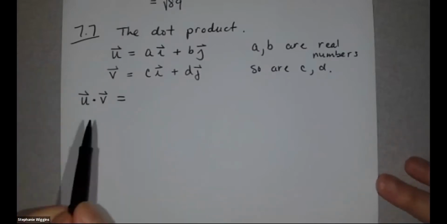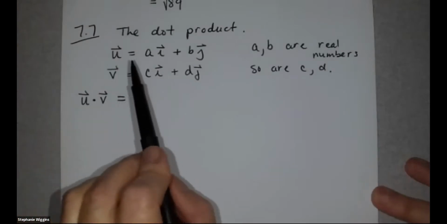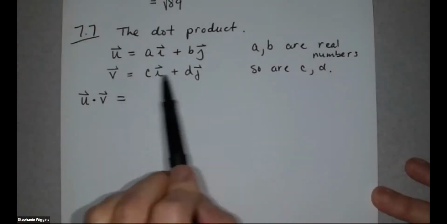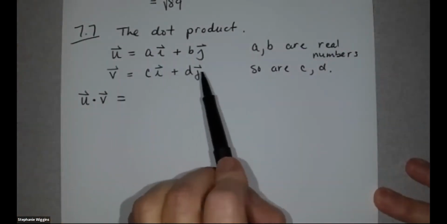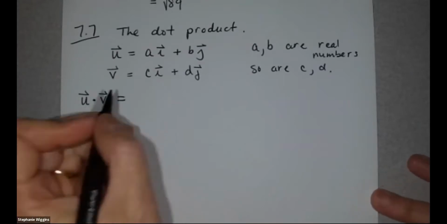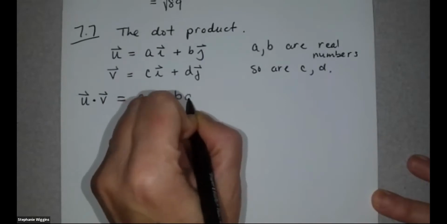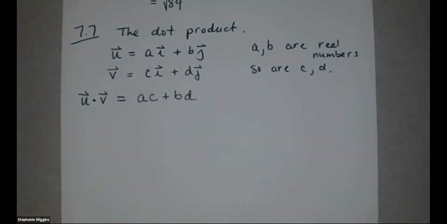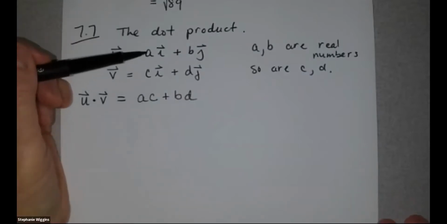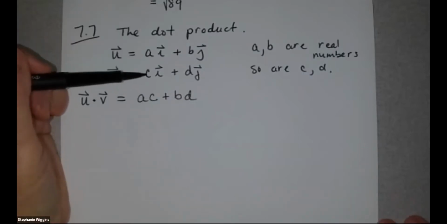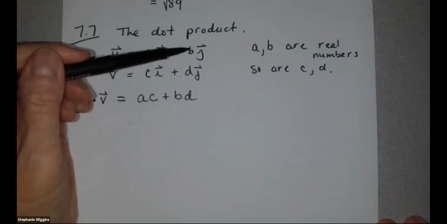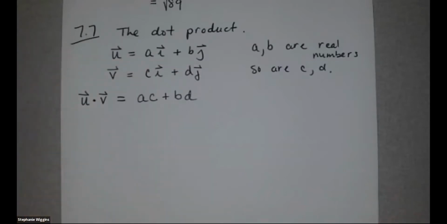So the way we do it is, if you have u equals ai plus bj and v is ci plus dj, then the dot product is just simply a times c plus b times d. So the vectors go away when you do the dot product. All you do is you multiply the x coordinates, and then you multiply the y coordinates, and there's your dot product. It's pretty easy to do, though.